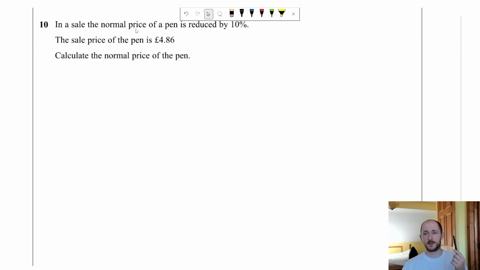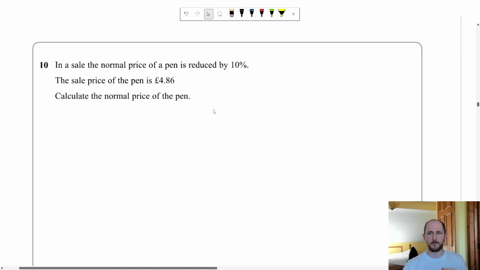Here's a reverse percentages question. In a sale, the normal price of a pen is reduced by 10%. The sale price is now £4.86. Calculate the normal price of the pen. So all I would do, and this is my way of doing it, is if it's been reduced by 10%, then it's currently at 100 take away 10, so it's at 90% of its original value. Which means 90% of the value of the pen is £4.86.